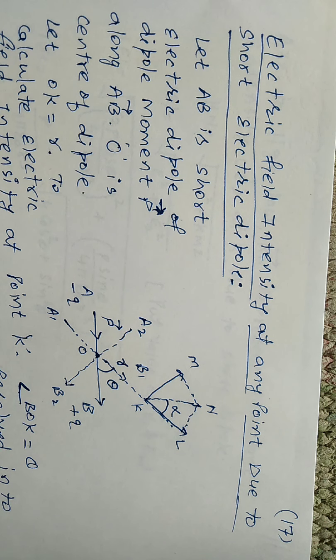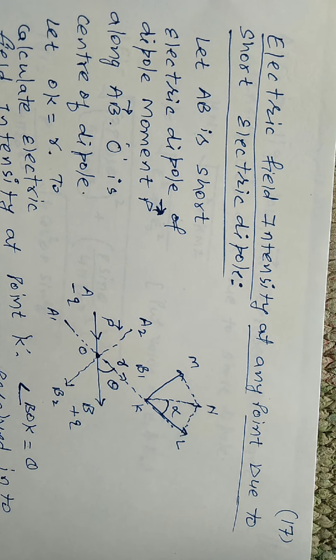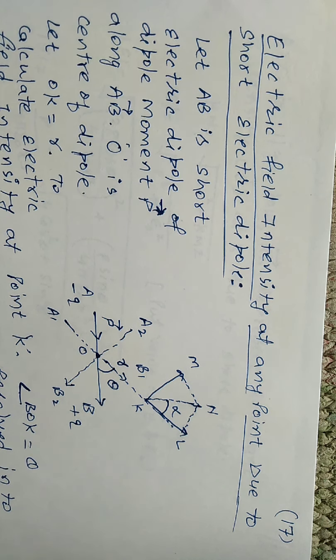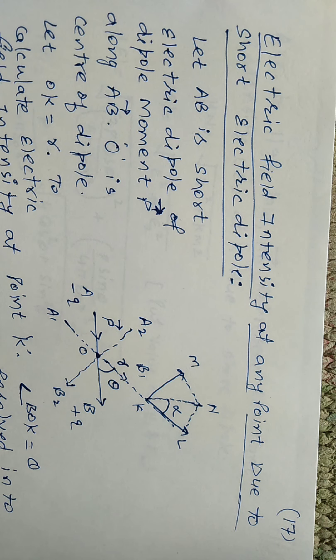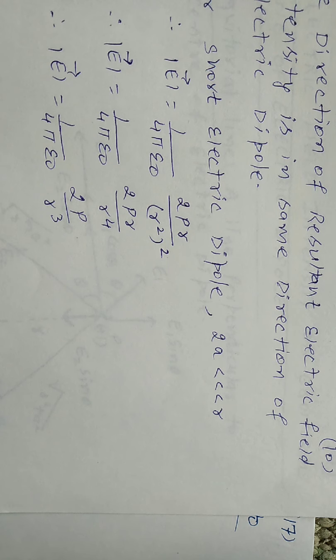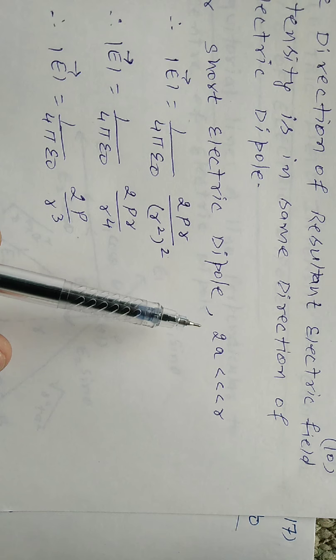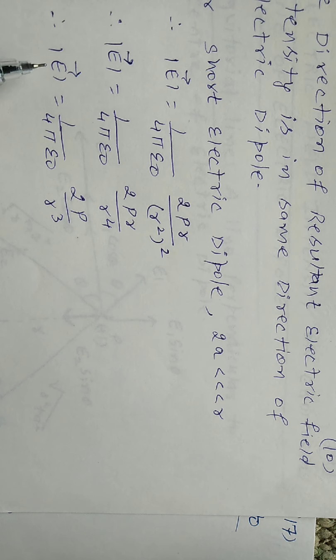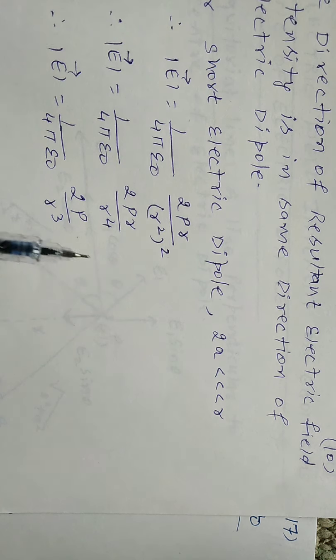In the chapter electric field, we have the next topic: electric field intensity at any point due to a short electric dipole. Earlier in this chapter we have done electric field intensity at any point on the axial line due to an electric dipole. In that topic, for the short electric dipole, we found that electric field intensity is 1 upon 4 pi epsilon 0 into 2p upon r cube. This is for the short electric dipole.